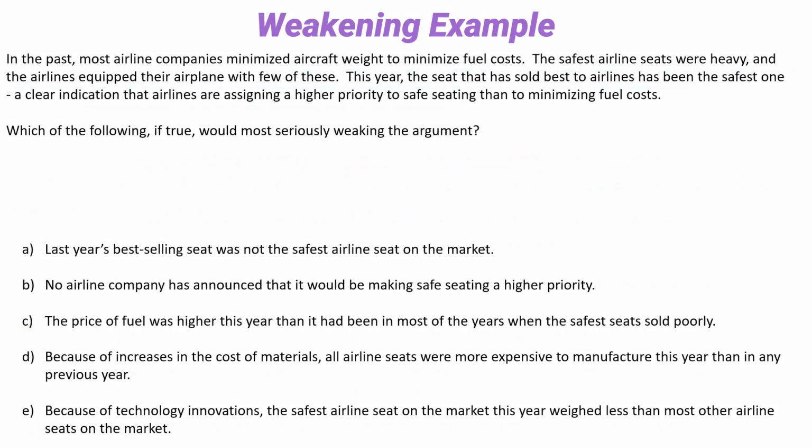Let's try another one. Again, pause the video, read this to yourself. After you're done, hit play and we'll go through it. Okay, first of all, what's the conclusion? Well, they're saying that this year, the airlines are prioritizing safety over fuel costs. Okay, well, why do they think that? What's their evidence? Well, their evidence is that the safest seat is now the best-selling one.